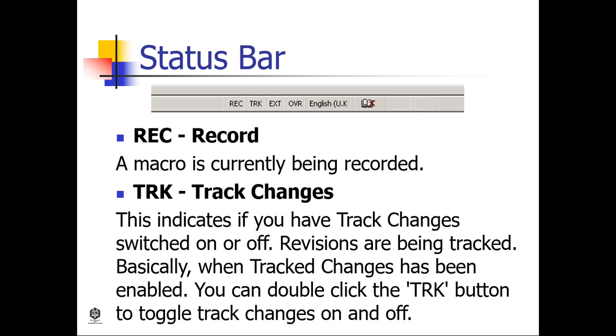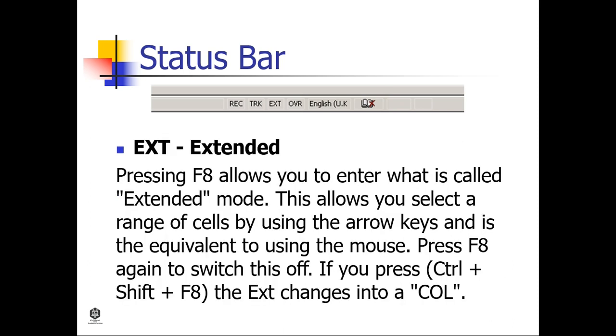REC or record. A macro is currently being recorded. TRK or track changes. This indicates if you have track changes switched on or off. Revisions are being tracked. Basically, when track changes has been enabled, you can double-click the TRK button to toggle track changes on and off. EXT or extended.